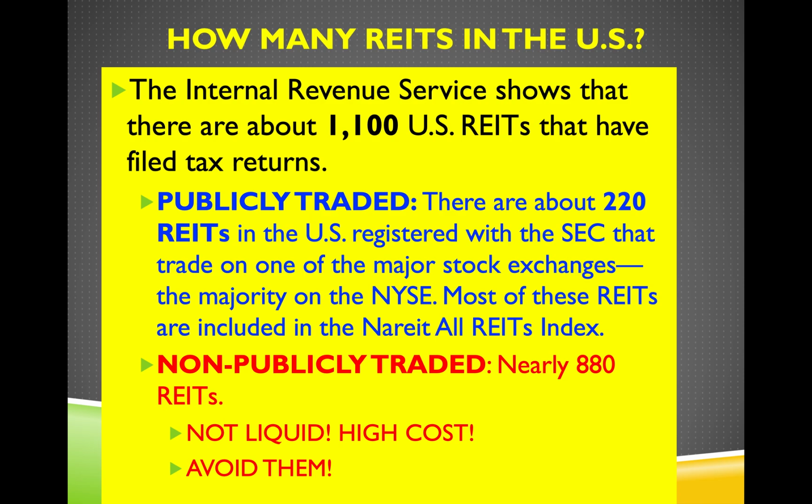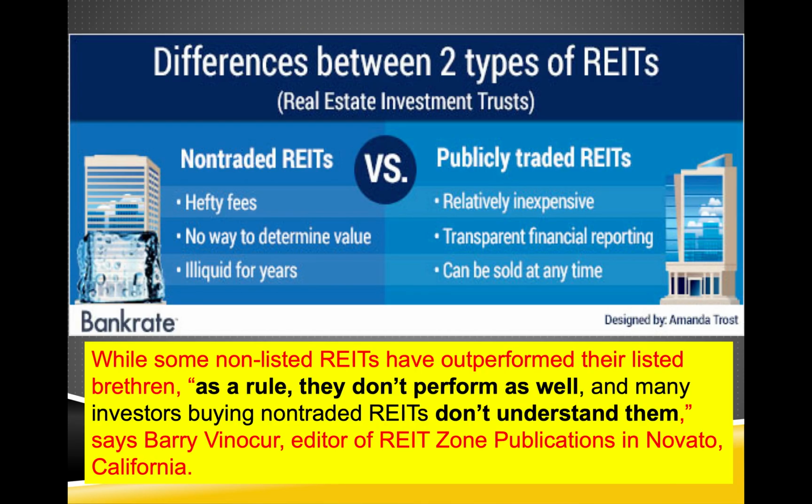How many REITs are there in the United States? The IRS says there's about 1,100 that actually file tax returns. Only about 220 of those are what we call publicly traded REITs. You can actually invest in non-publicly traded REITs. There are 880 of those. They're not very liquid and they're very high cost relative to publicly traded REITs on average, and generally you should avoid them. So you have these two different types of REITs, publicly traded and non-traded.